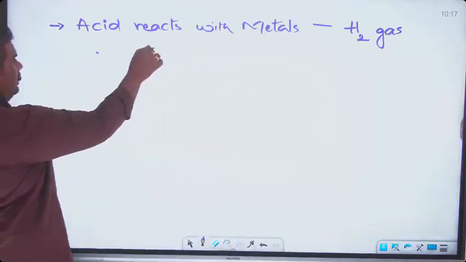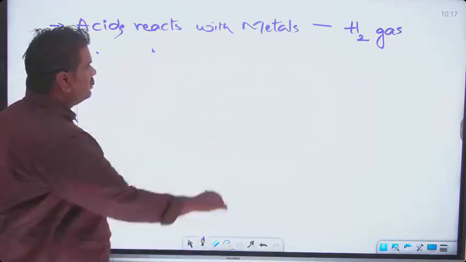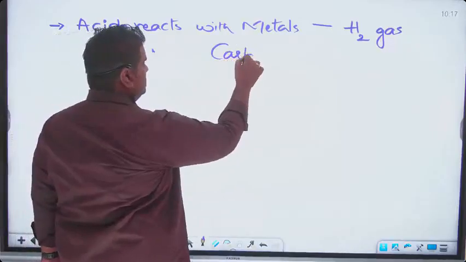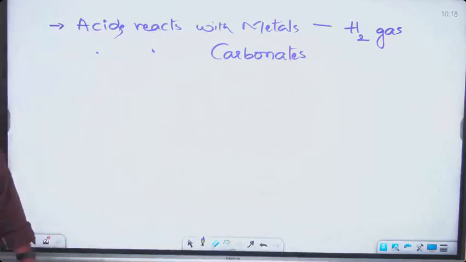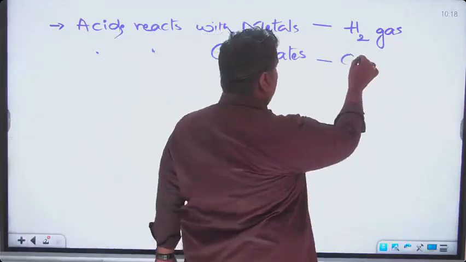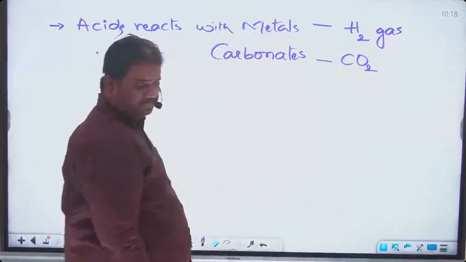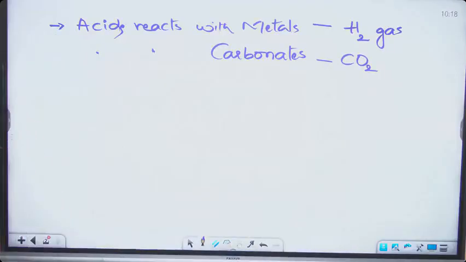At the same time, these acids react with carbonates. Carbonates such as potassium carbonate, magnesium carbonate, sodium carbonate, something like this. All of these we are simply calling carbonates. Acids react with carbonates to release carbon dioxide. They react with metals and release H2. They react with carbonates and release CO2.